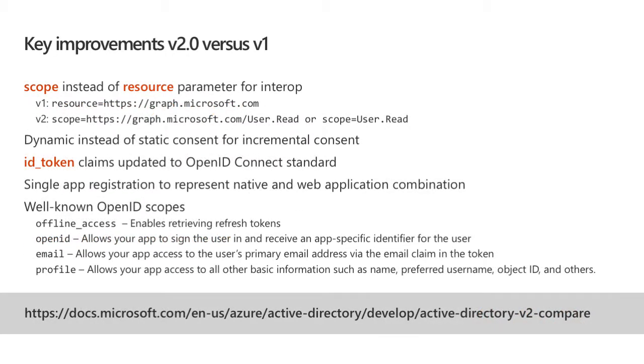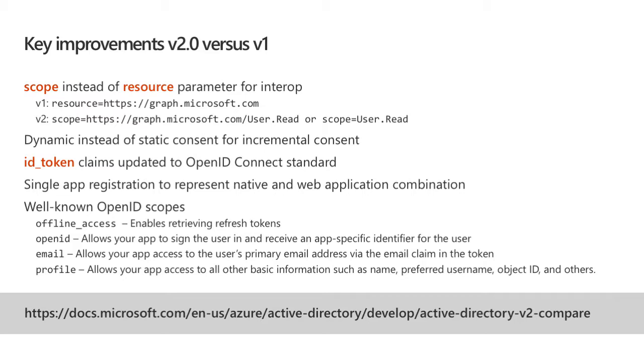So some of the key improvements from v1 to v2 for the authentication endpoint. In the v1 endpoint, we had to provide a resource parameter to identify which resource we were requesting an access token to. And unfortunately, open source libraries were not able to easily incorporate that into their requests. So now we use a scope parameter, which is supported by all libraries, to combine the resource and the permission at the same time.